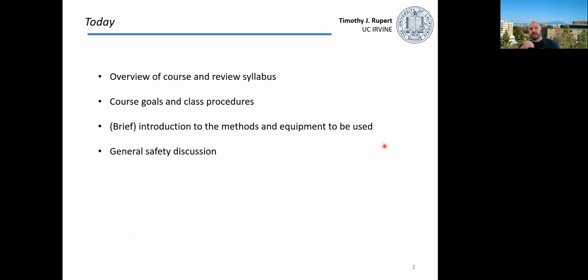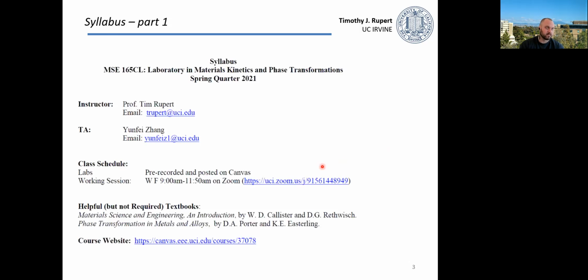So the main things we want to cover today are an overview of the course, working our way through our syllabus and our schedule. We'll talk a little bit about our course goals and how we're going to run the class. We'll do a brief introduction to the methods and the equipment that are used. I say brief because when we are actually running the different lab modules, we'll talk more about how to perform an experiment on, for example, an optical microscope and what kind of data you get back. And then we'll also go over general safety that we need to keep in mind, which I'll remind you of as we work our way through.